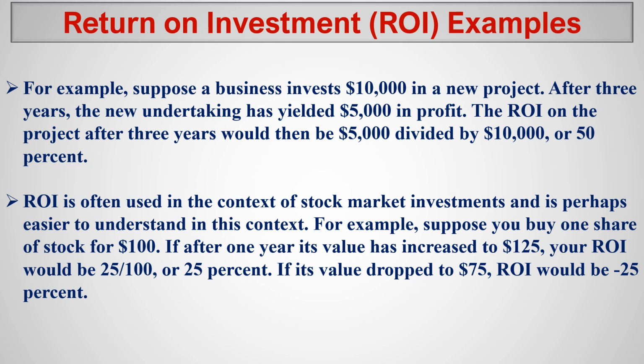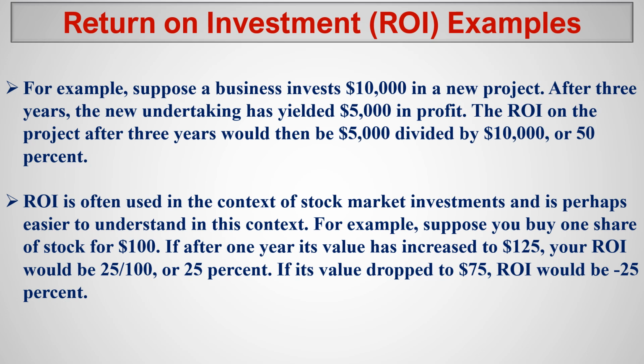For example, suppose a business invests $10,000 in a project. After 3 years, this business yields $5,000 in profit. The ROI on the project after 3 years would be: 10,000 minus 5,000 becomes 5,000. Sorry, revenue minus investment, divided by investment, so it becomes 50 percent. So ROI is 50 percent for this project. It's simple.